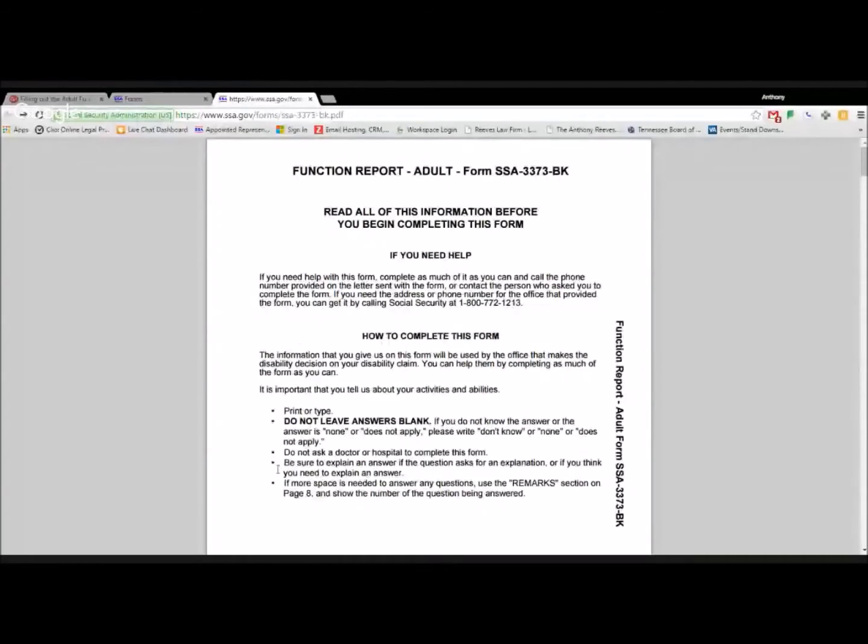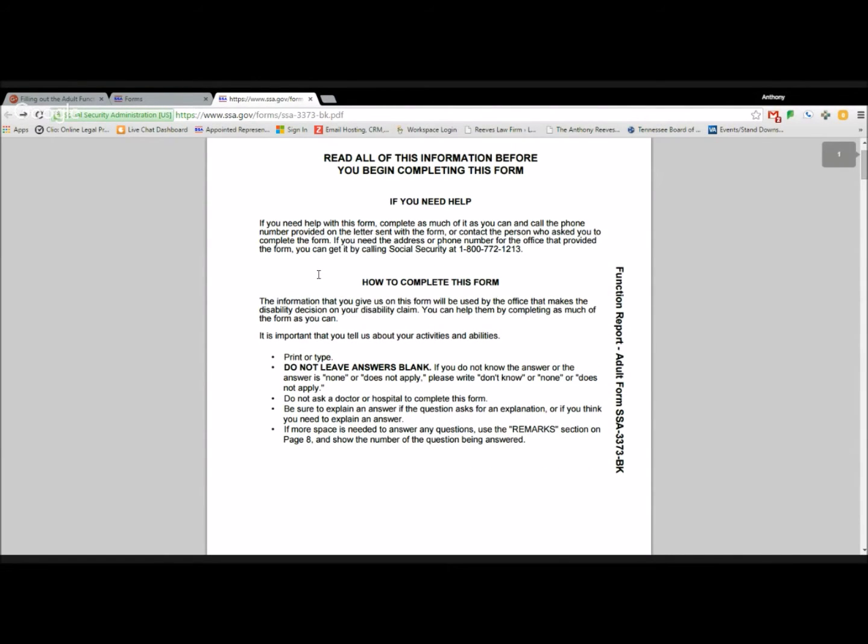This is going to sound really crazy, but I want you to follow along with me here. You're going to get what's called the adult function form. This form is information that Social Security relies upon to determine whether or not the medical record substantiates or supports what you're saying. When you get this, it's about, I think, 10 pages long.